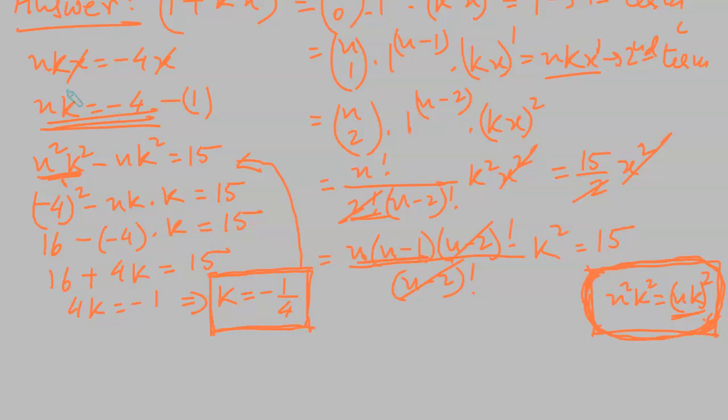And nk is equal to -4 from this equation 1. So nk is equal to -4. In place of k, I write -1 over 4, is equal to -4. And these two negative signs can get cancelled, and this gives us the n value as 16. Okay. So we have found the values of both the variables. N is equal to 16 and k is equal to -1/4.